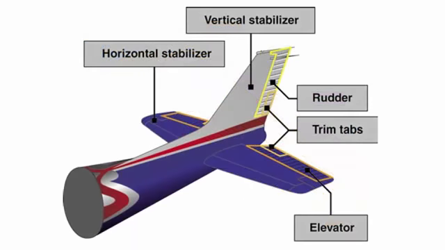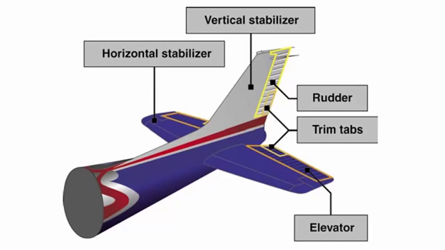The empennage includes the entire tail group and consists of the vertical stabilizer, the horizontal stabilizer, the rudder, elevator, and one or more trim tabs. The rudder is attached to the back of the vertical stabilizer. During flight, it is used to move the airplane's nose left and right. The elevator, which is attached to the back of the horizontal stabilizer, is used to move the nose of the airplane up and down during flight.